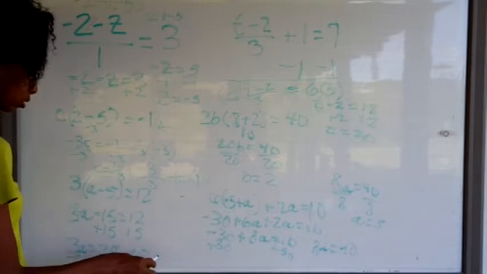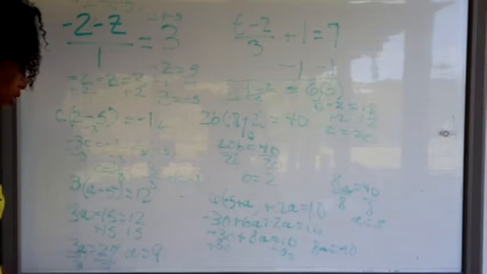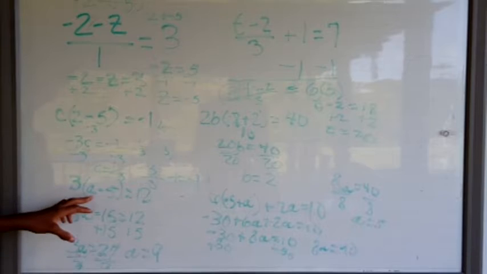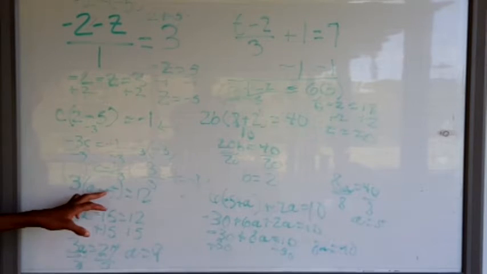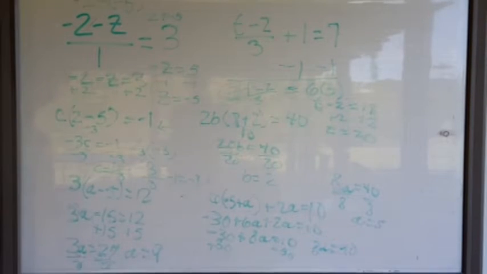a equals 9. If we plug it in, we have 3 times 9 minus 5. 9 minus 5 is 4. 4 times 3 is 12. 12 equals 12.